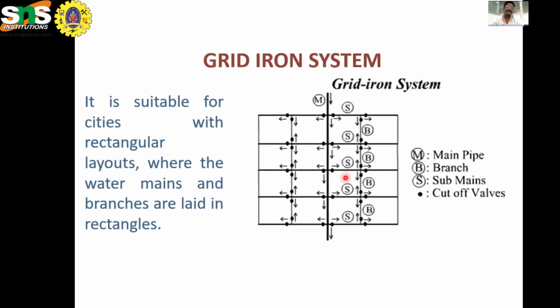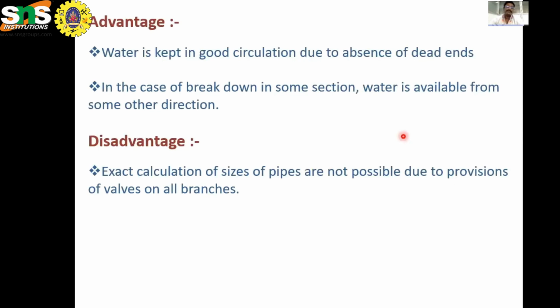In the last system, we need more distribution reservoirs because of zonation. In this case, we have one main pipe through which you can connect all the submains and the branches. The advantage is good circulation due to the absence of dead ends. Because of that, we can ensure there is no stagnation of water and no contamination. In case of breakdown in some section, water is available from some other direction also.